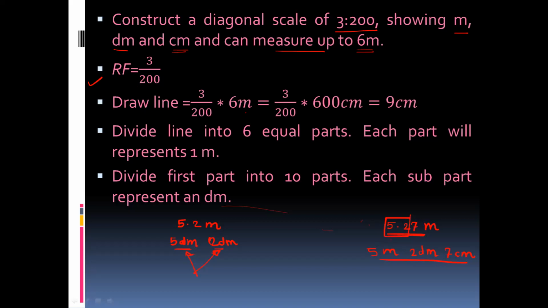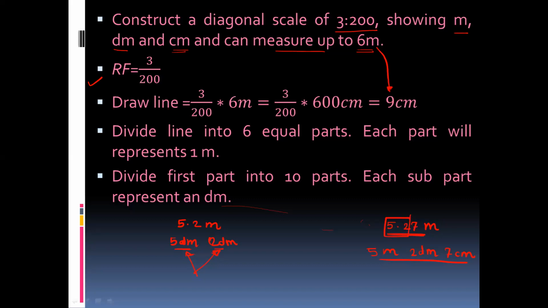So on the drawing paper, you can take the length that is equal to 3 upon 200 into 6 meter. Just simplify here, 6 meter is equal to 600 centimeter. So you will get the answer 3 upon 200 into 600 centimeter, that is equal to 9 centimeter. That means this 6 meter actual distance is represented on the graph paper or a drawing sheet by using a 9 centimeter line.